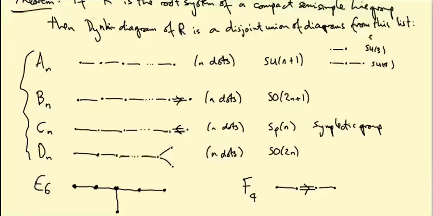So SU(2), you just need one mirror. So that's just one dot. That is one of these A_n's. That's A_1.